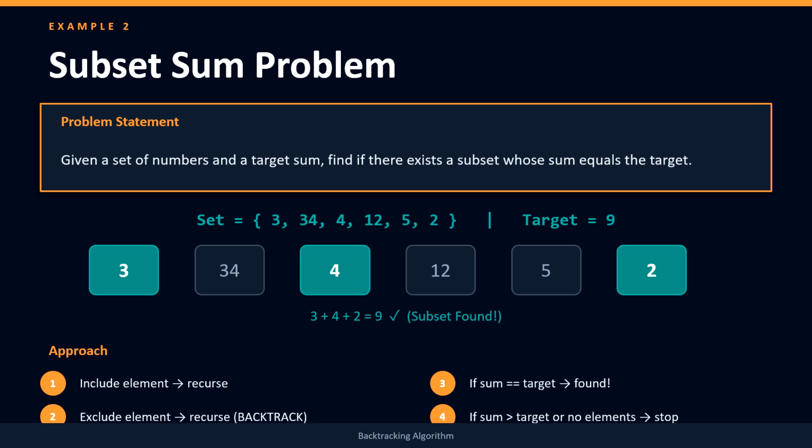In this approach, we include an element and check the sum. We also exclude the element and try another combination. If the sum matches the target, we found a solution. If the sum exceeds the target or no elements are left, we stop.